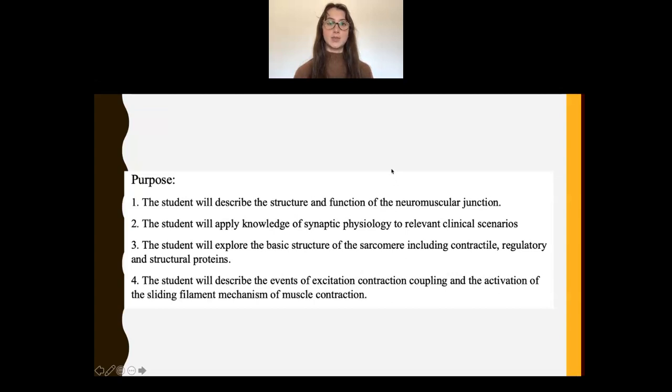Here are some purposes for us today. We'll describe the structure and function of the neuromuscular junction. So kind of a review. We will apply knowledge of synaptic physiology to relevant clinical scenarios. We will explore the basic structure of the sarcomere, and we will learn about those contractile, regulatory, and structural proteins. And finally, we will describe the events of excitation-contraction coupling and the sliding filament mechanism to bring together the big picture of muscle contraction.